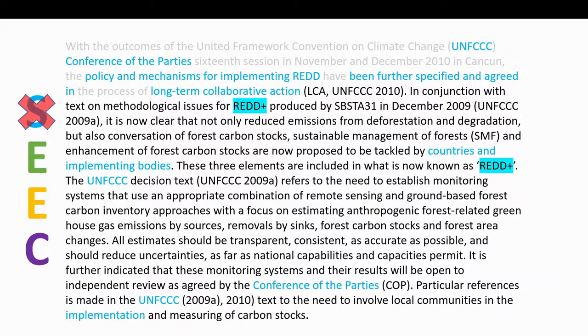If we actually move down to read the last sentence here, "particular reference is made in the UNFCCC text to the need to involve local communities in implementation and measuring of carbon stocks," we would assume the next paragraph will be about how to include local communities in implementing and measuring carbon stocks, or different ways to involve them, or why that need to involve local communities is so important. But instead, if you read this article, that is not what the next paragraph is about.